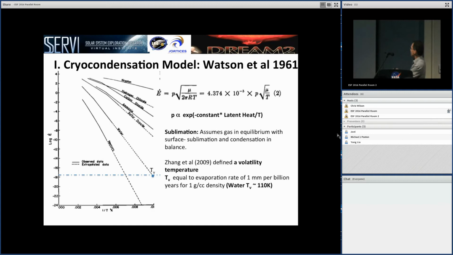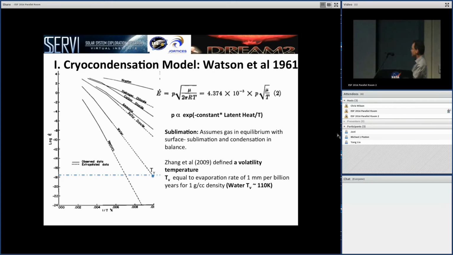And in fact, Zhang et al. in 2009 defined a volatility temperature where you've slowed the evaporation rate to the rate where you lose 1 millimeter of water per billion years. For water, that's about 110 degrees Kelvin. So this 110 degrees Kelvin is used as a fiducial. If you're above it, it assumes you're getting lost, and below it, you're stuck onto the surface.